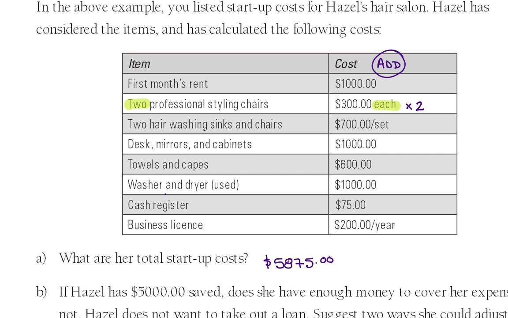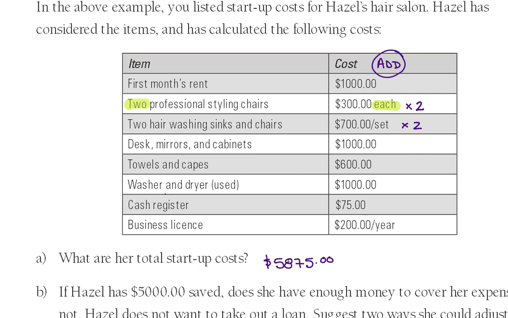We have 2 hair washing sinks and chairs at $700 a set. This also needs to be multiplied by 2, because we have 2 of them. And the rest of them are all single payments. So 1,000 plus 300 times 2 plus 700 times 2 plus 1,000 plus 600 plus 1,000 plus 75 plus $200.